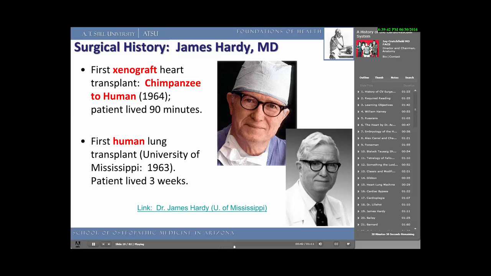Hardy went on to not only perform the first human lung transplant in 1963, where that patient lived for 3 weeks and eventually died from kidney failure, but also to perform this transplant and was the first to do so, called a xenograft, from another species into a human. We laugh now, but back then this was a big deal, and it also raised a lot of ethical questions.